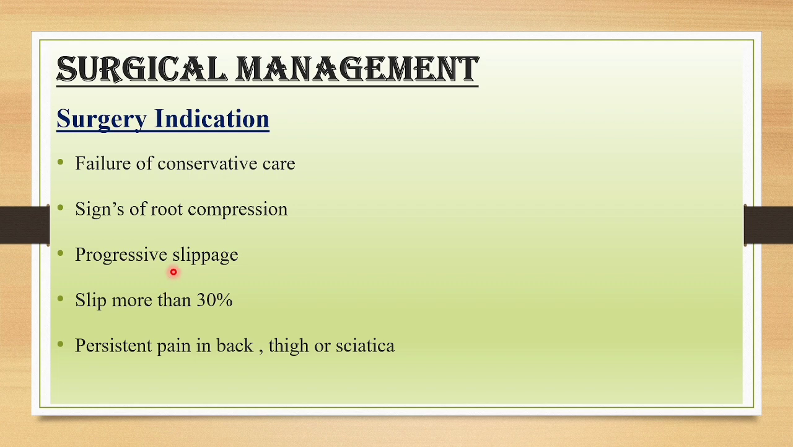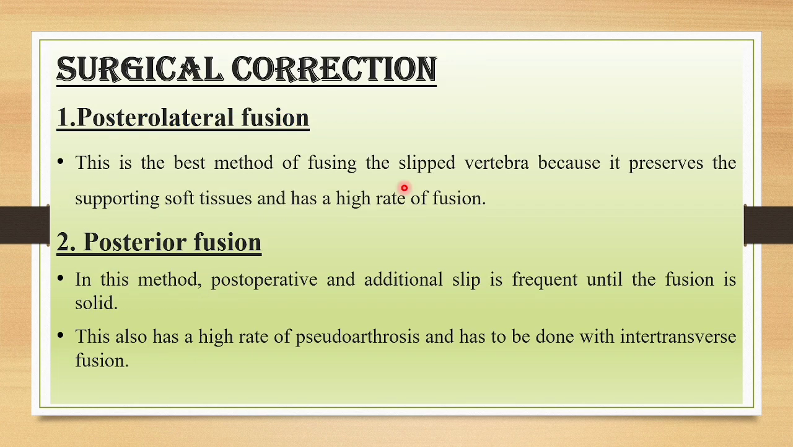So these are the indications for surgery. There are different surgeries which we are going to look into. So first surgery is your posterolateral fusion. This is the best method of fusing the slipped vertebra because it preserves the supporting soft tissues and has a high rate of fusion. That is the posterolateral fusion.